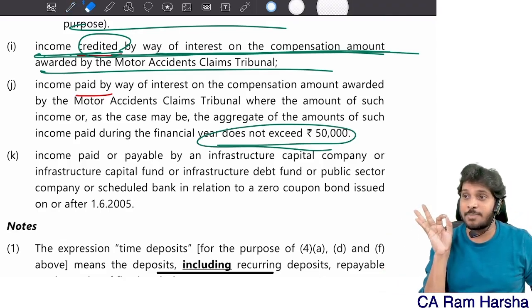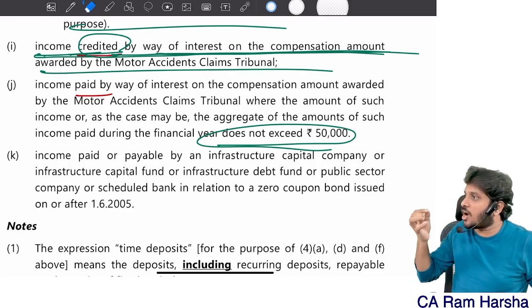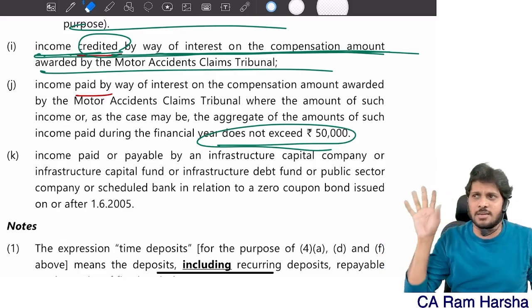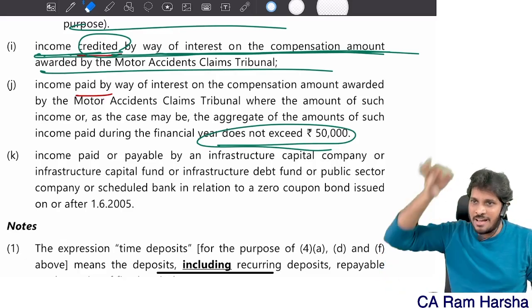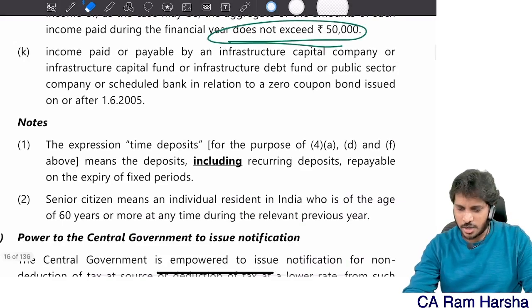Up to 50,000 rupees, no need to deduct TDS. If the insurance company is paying interest to the insured because of a tribunal order, which tribunal? Motor accident claim tribunal. If the interest amount does not exceed 50,000, no TDS. If it crosses 50,000, flat 10%. Clear? Remaining is not that required.